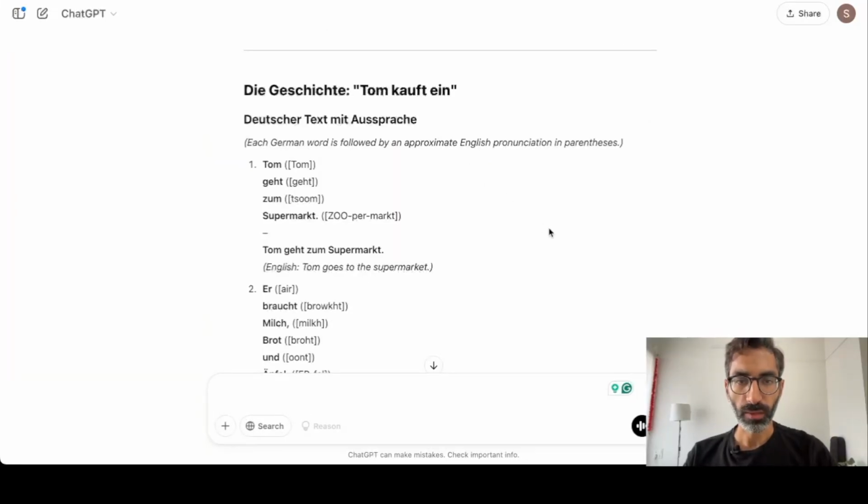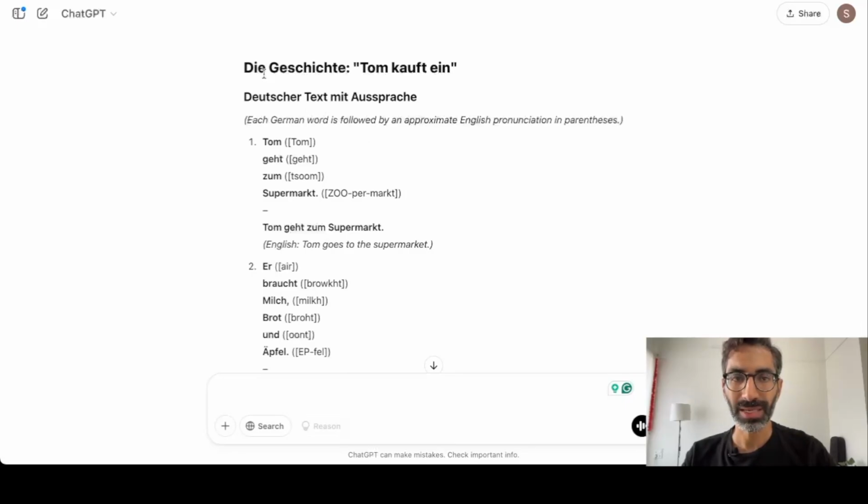Now let's see what kind of story ChatGPT has come up with this time. Okay, the story is called Die Geschichte Tom kauft ein. Again, as in the previous story, this time also ChatGPT has included English translations with the sentences and also a pronunciation guide for each and every word, which is very useful. So if you are trying to practice these words, it's a good idea to just say these words out loud and get comfortable with saying these words, right?